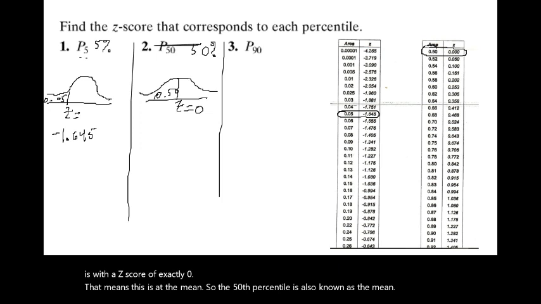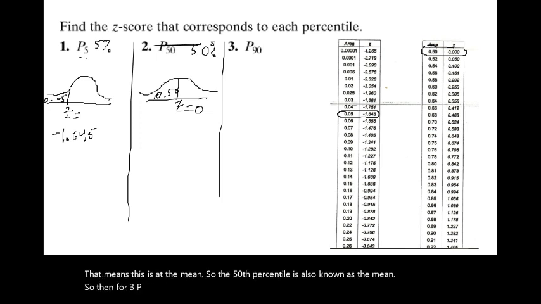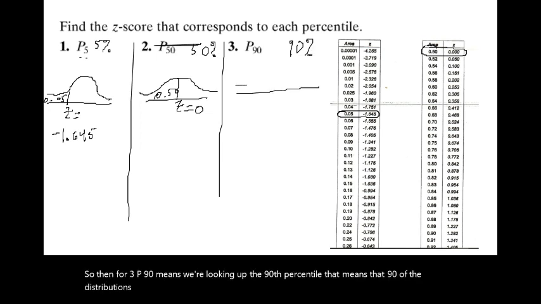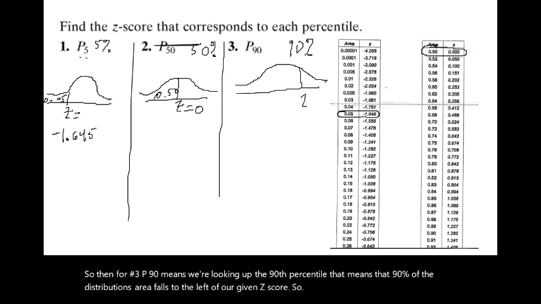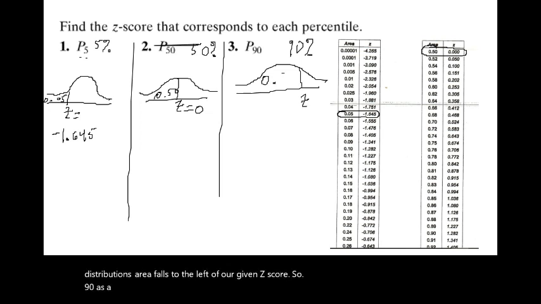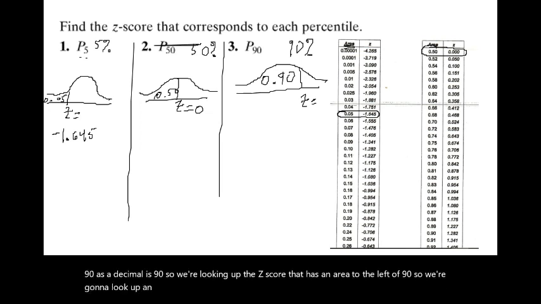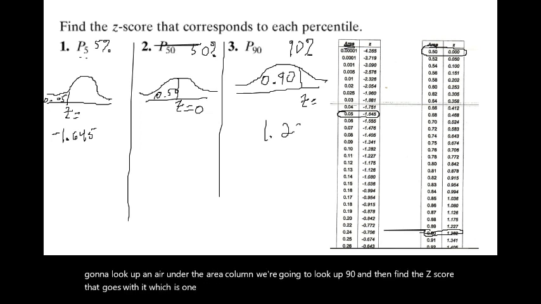So then for number 3, P90 means we are looking up the 90th percentile. That means that 90% of the distribution's area falls to the left of our given z-score. So 90% as a decimal is 0.90. So we're looking up the z-score that has an area to the left of 0.90. So we're going to look under the area column for 0.90 and then find the z-score that goes with it, which is 1.282.